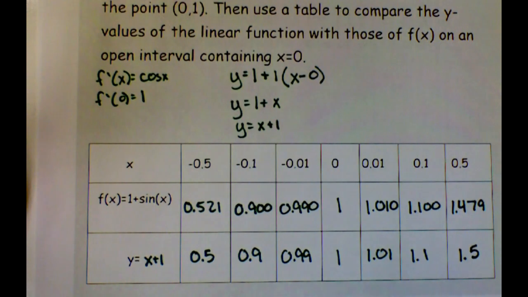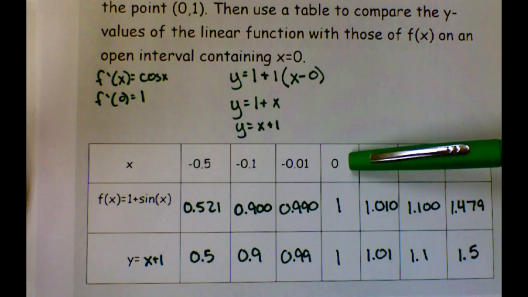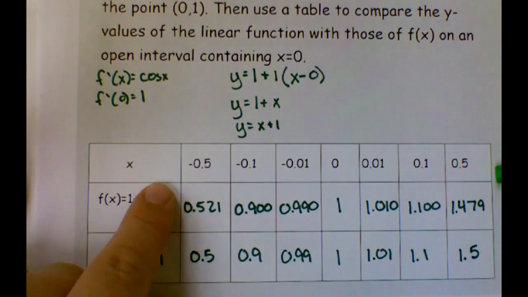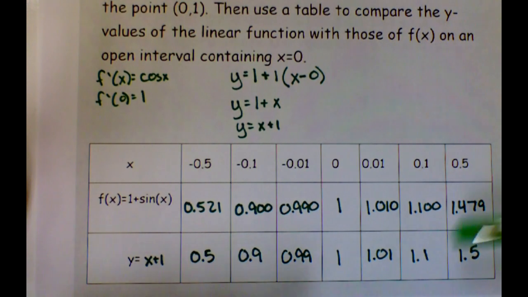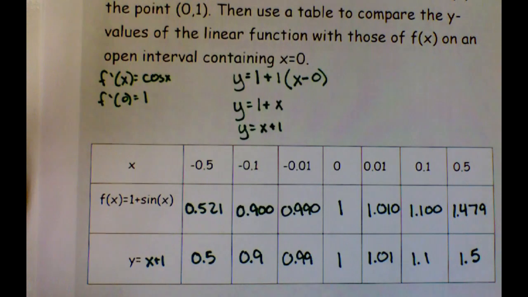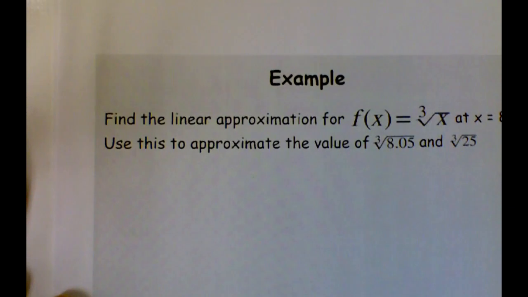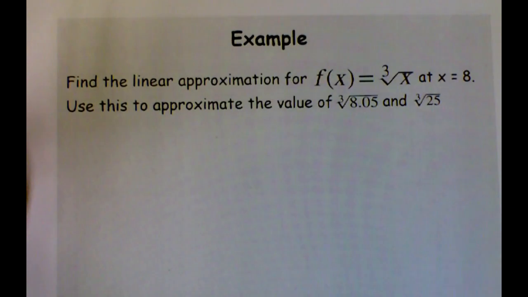So you can see right at 0, we are spot on. The further I get away from 0, the less accurate my tangent line approximation is, but it's still pretty darn close, which makes this very helpful for places where we can't really plug in numbers, such as finding the linear approximation for the cube root of x at x equals 8, and using it to approximate the cube root of 8.05 and the cube root of 25.